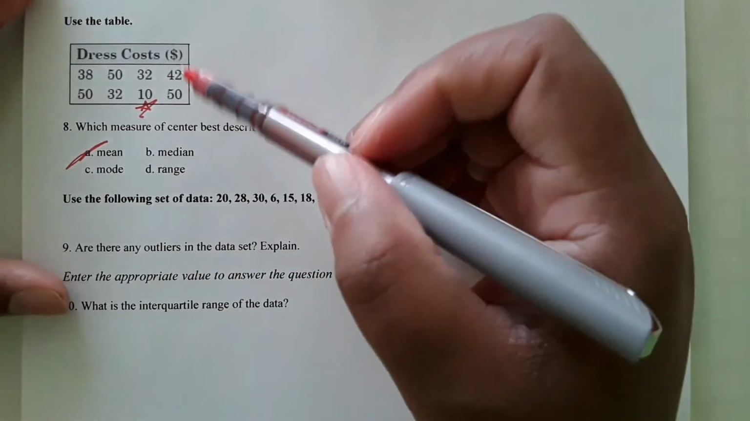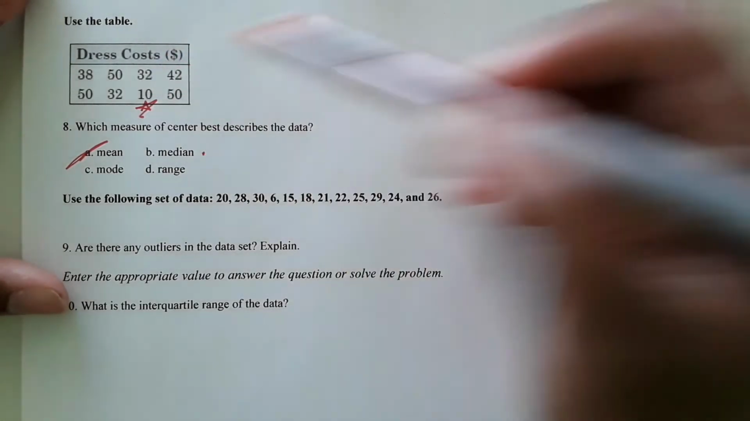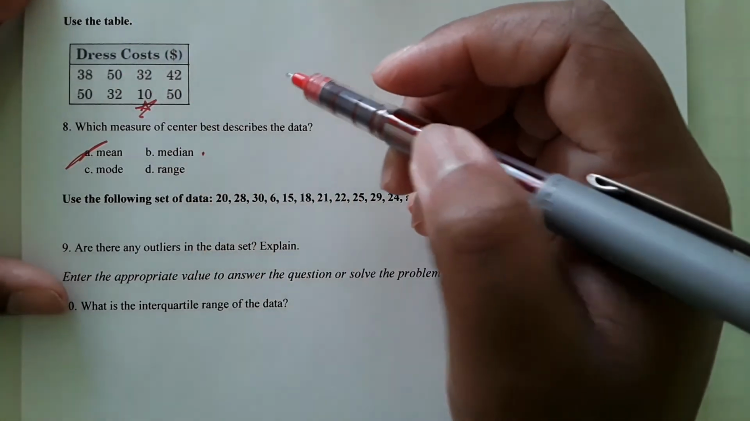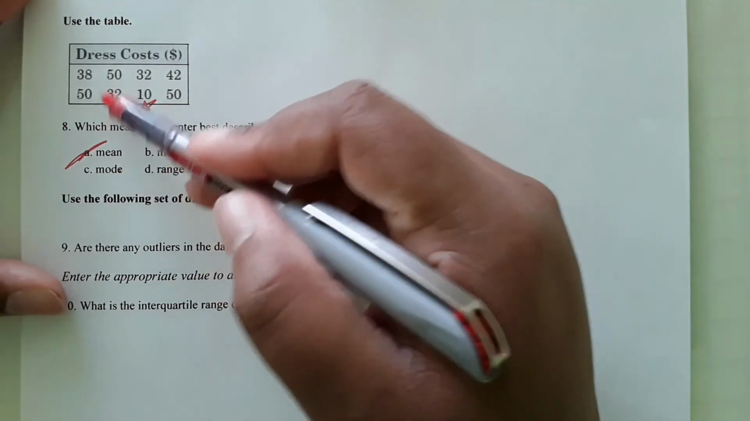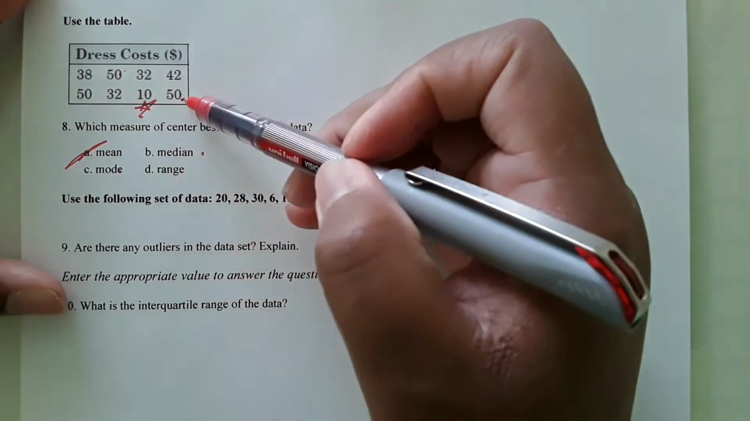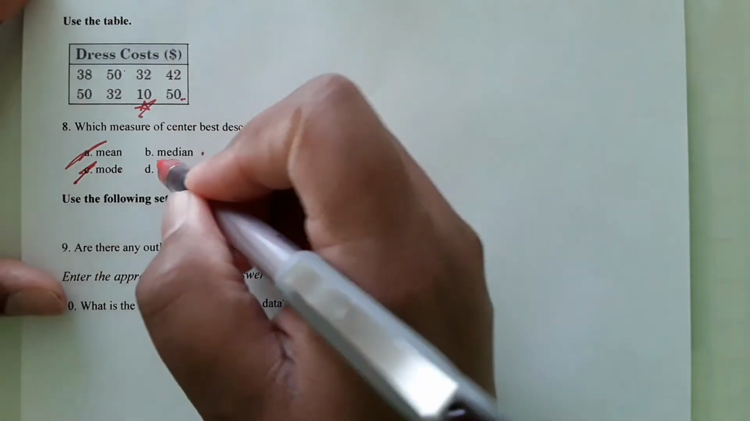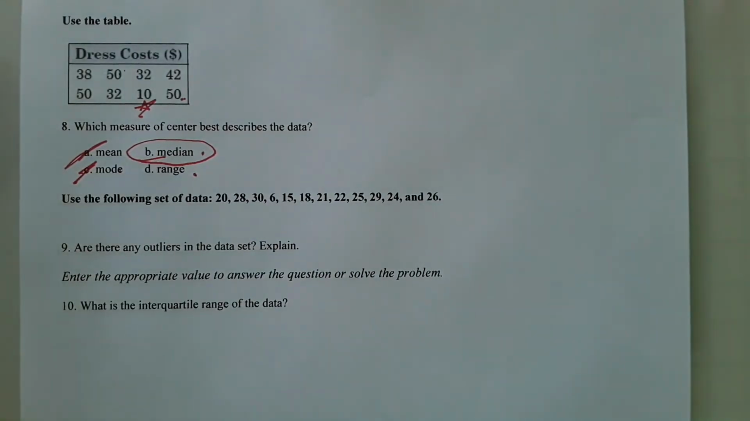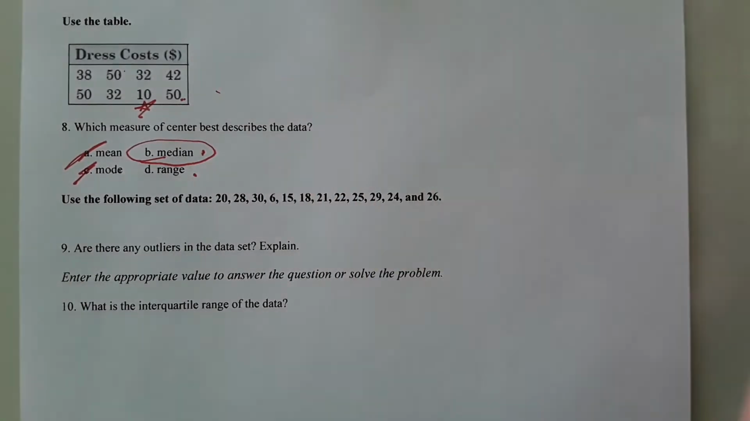Next up, we can use median as long as we don't have any big gaps in the center of our data. As I'm looking through it, the rest of them are pretty close together, so median is a possibility. Mode, we see 50 a couple of times, but because it's not the majority of the numbers, we can't use mode. So median is our best bet. We're not going to use range because, again, of the outlier. So the median would be the best measure of center for this particular set of information.